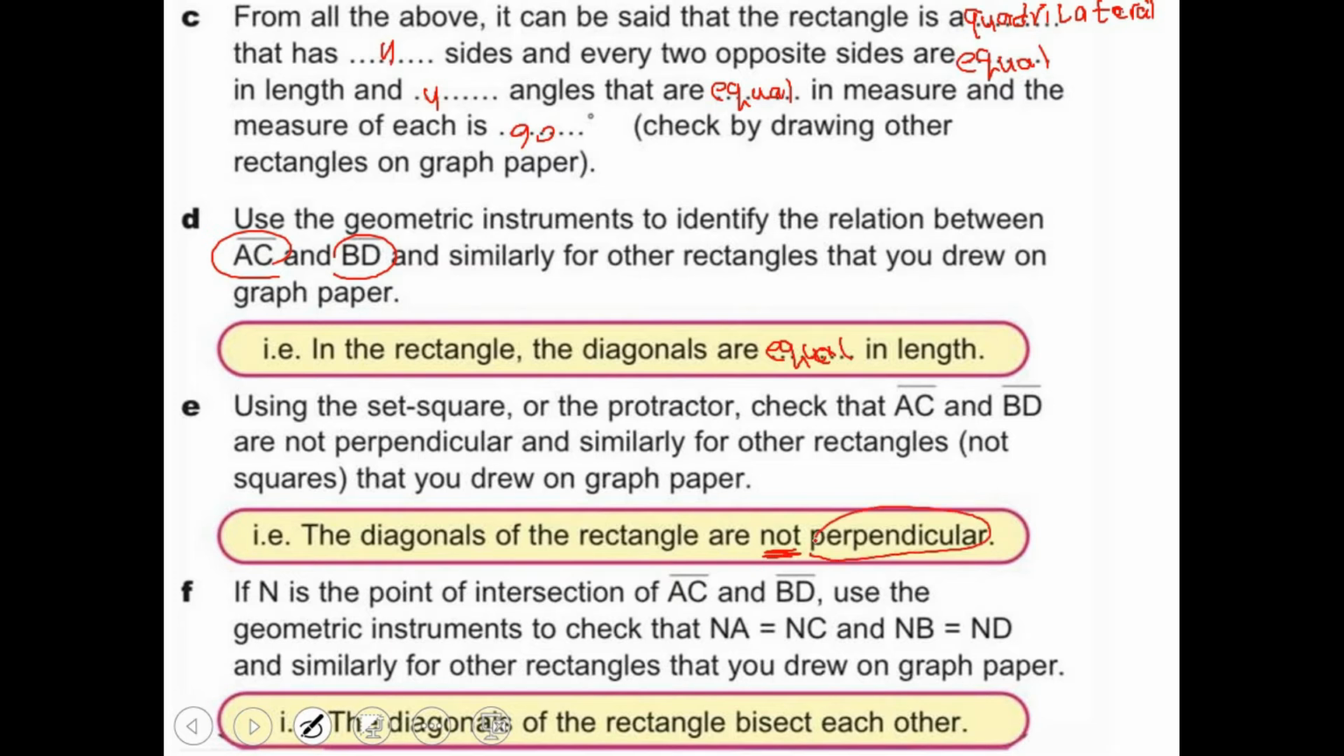Letter F, if N is the point of intersection of AC and BD, use the geometric instruments to check that NA equals NC and NB equals ND. And similarly for other rectangles that you draw on graph paper. So we deduce that the diagonals of the rectangle bisect each other.